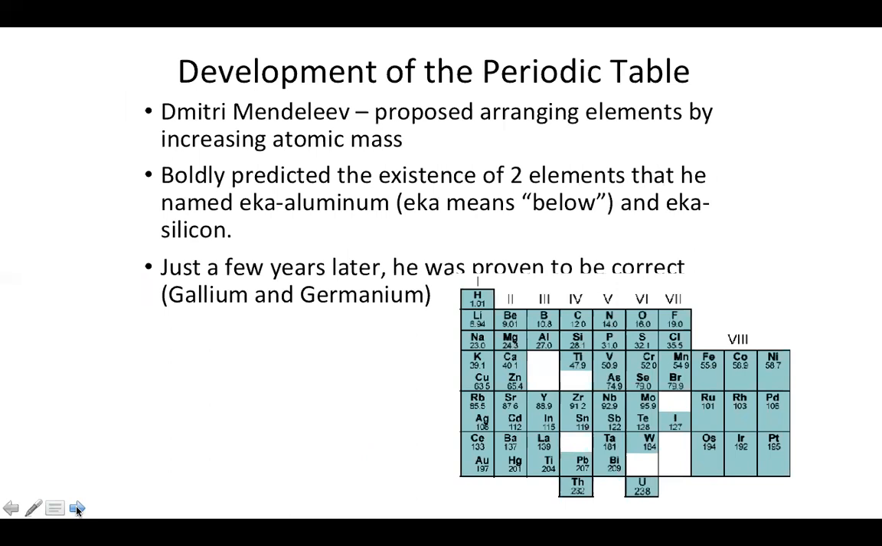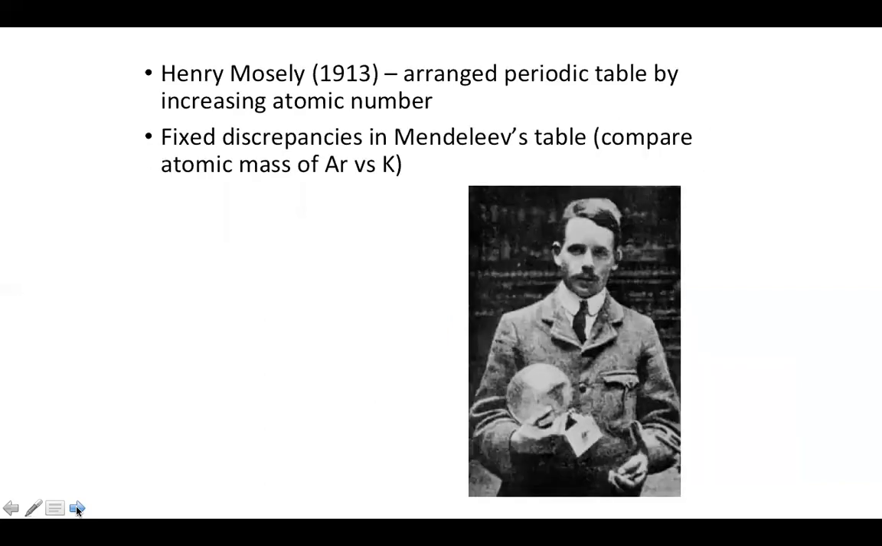All right, so next we're going to jump to periodic trends. So, a quick overview of the development of the periodic table. Dmitri Mendeleev first arranged the elements in the periodic table by increasing atomic mass. Doing so allowed him to successfully predict the existence of some elements that had not yet been discovered. However, arranging elements by increasing atomic mass did cause some discrepancies. So it caused some elements to fit in families that they didn't really belong in.